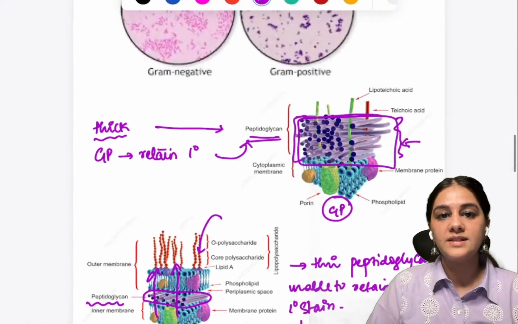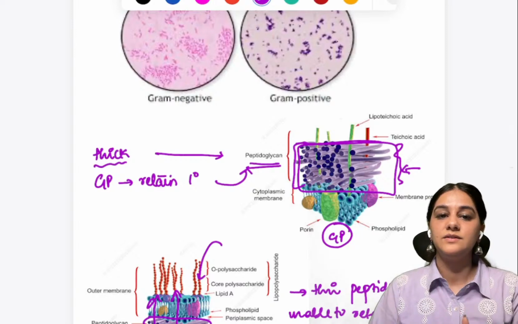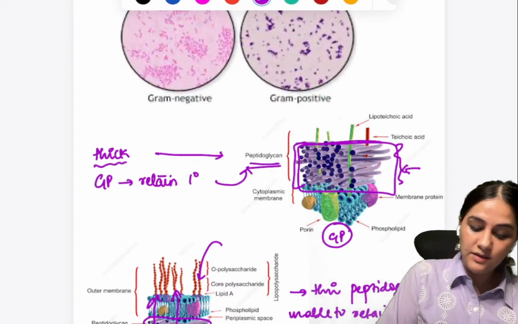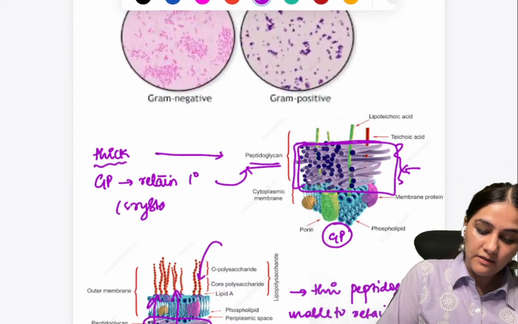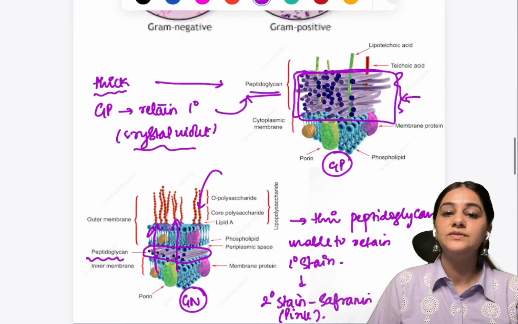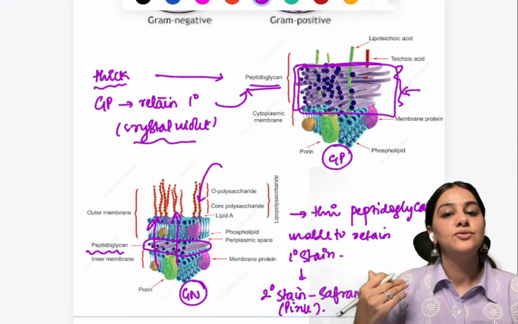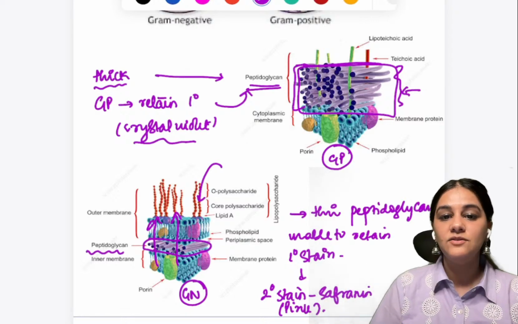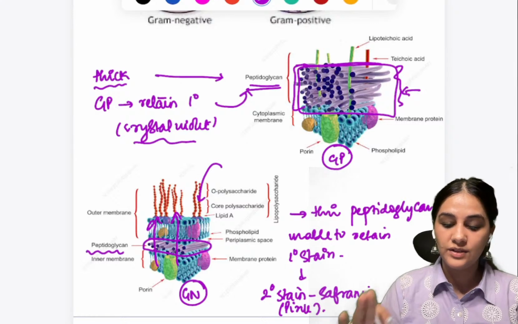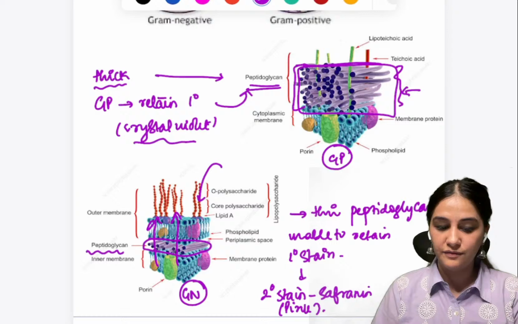Understood? So what is happening is gram positive cell wall, thick peptidoglycan layer. Because of that, it is retaining the primary stain, which is your crystal violet, and that is why they are violet in color. And because of the thin peptidoglycan layer, they are unable to retain the primary stain. So they retain the secondary stain, which is safranin, and that is why they are pink in color. So that is the reason of the gram stain. That is how this stain is able to differentiate.